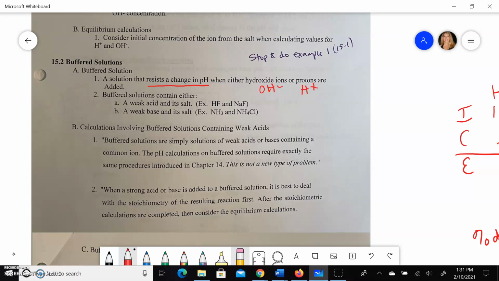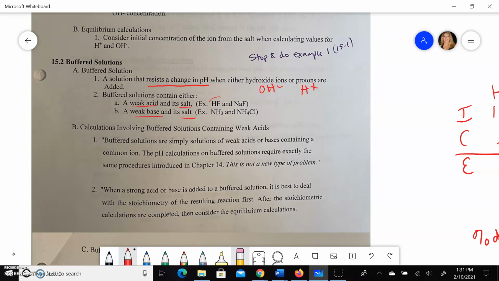And the way that it works is that you have two different things, and each of those things can react with either the hydroxide or the H+. And so as you add those to the solution, they're going to react and they don't actually build up in the solution. So there's two choices for a buffer. You need something weak and then its conjugate or its salt. So you can have a weak acid and its salt, or you can have a weak base and its salt.